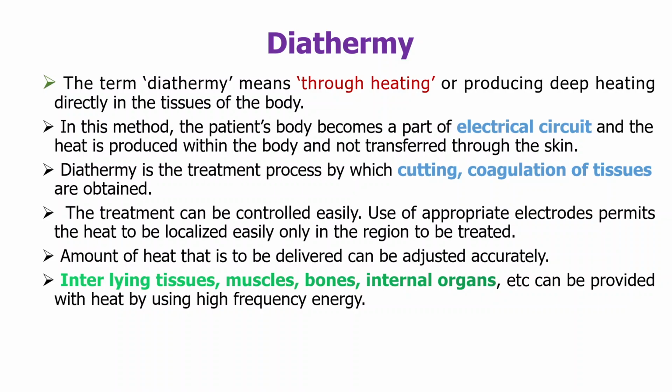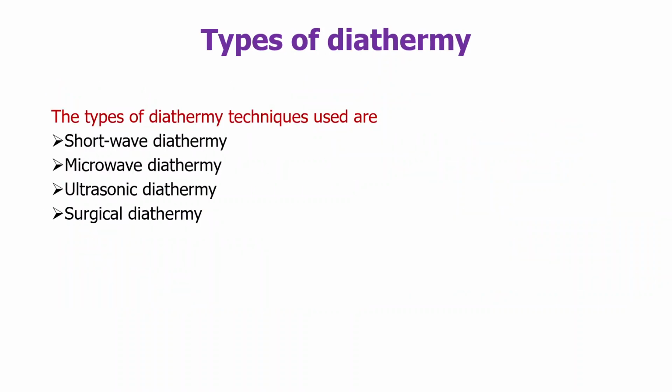This treatment is very easy, and localized regions of the tissues can easily be reached by this method. We can adjust the heat depending upon the need of the patients. The amount of heat we apply can be easily adjusted. Also the deep lying tissues, muscles, bones, internal organs, everything can be provided with heat energy. The various types of diathermy available are shortwave diathermy, microwave diathermy, ultrasonic diathermy, and surgical diathermy.